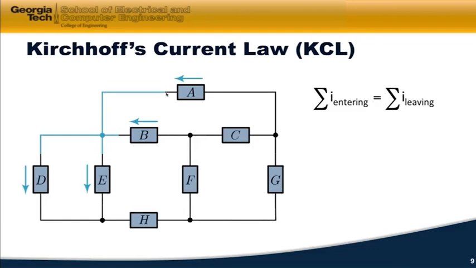In this particular case, if I've changed the directions, so now I'm showing this one this way, this way, this way, what's entering is I sub A plus I sub B. What's leaving is I sub D plus I sub E. So if I change the reference arrow of my current, I have to be careful that I'm consistent with it.